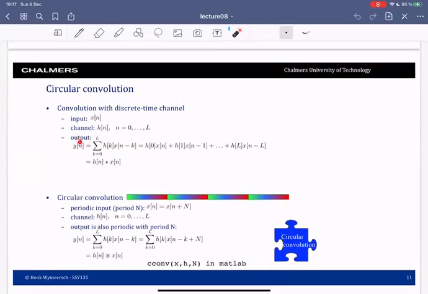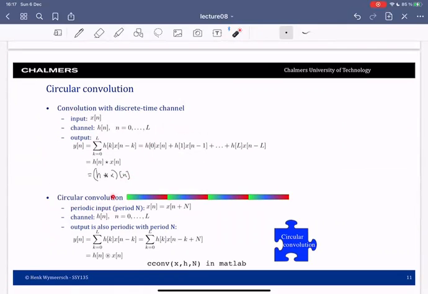So the output at time n will be the channel at delay 0 with the input at time n, the channel at delay 1 with the input at time n minus 1, and so forth. And sometimes this is written with a star. And even sometimes you will see this written as h star x at n, to show that the output is computed at a certain time n.